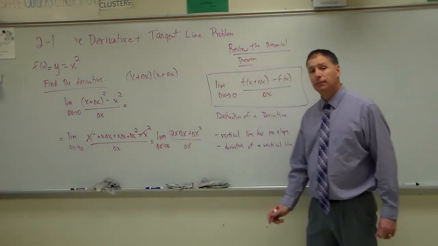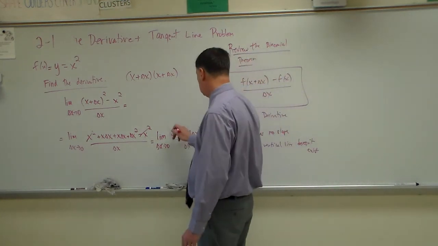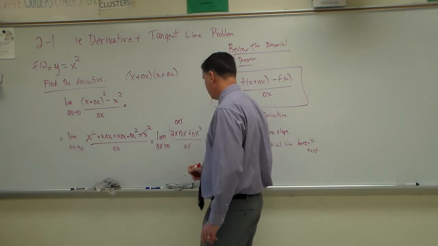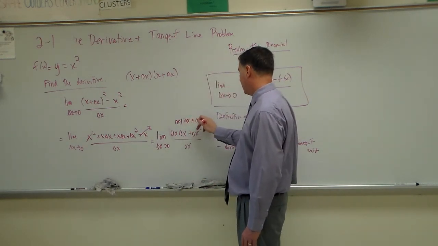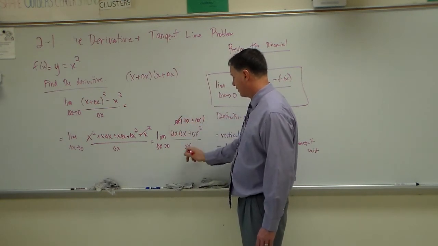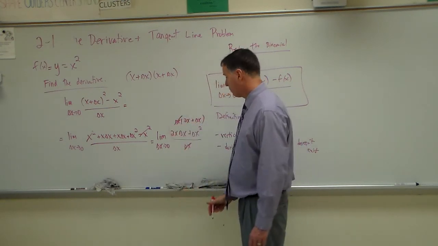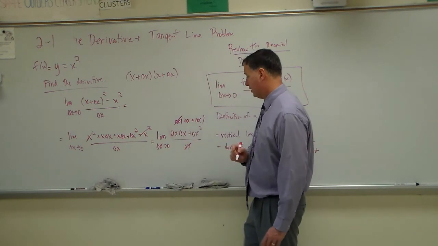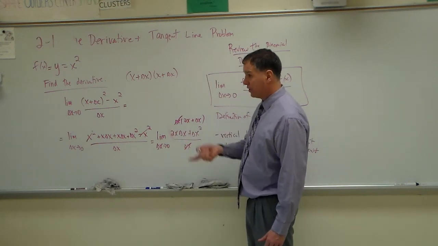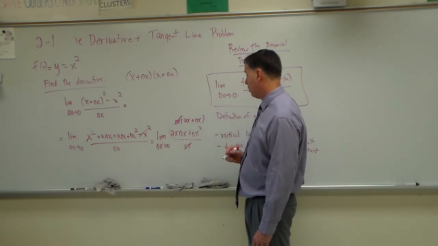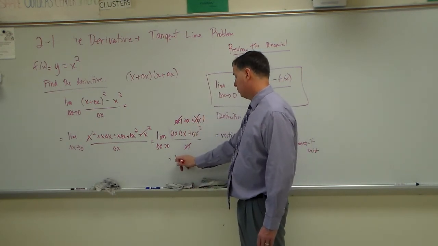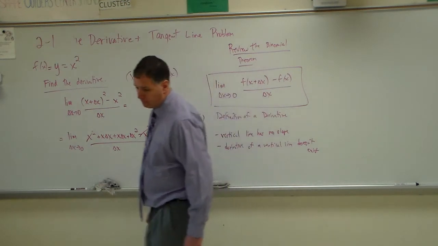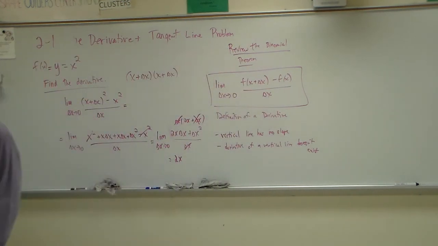In my numerator, I have delta x. I can factor that out. I'm left with 2x plus delta x. Now, these delta x's cancel. Now I can plug in my 0 for delta x, because I don't have a denominator anymore. And that's going to wipe out that term. So the whole thing is equal to 2x. Okay? That is your first derivative.